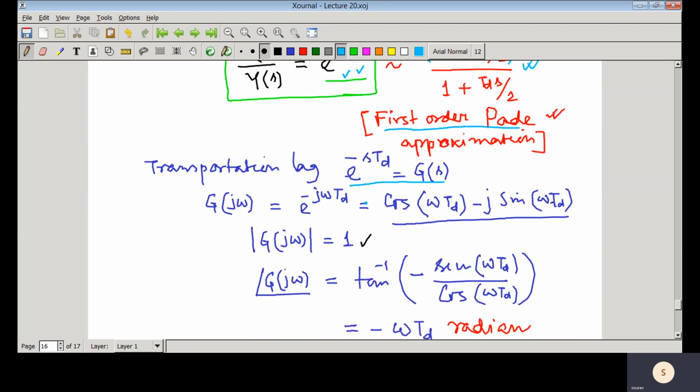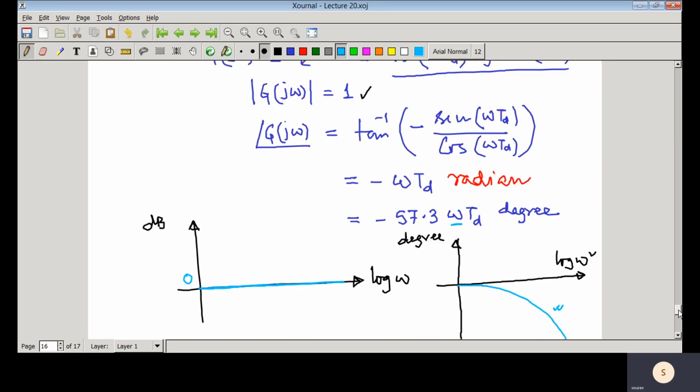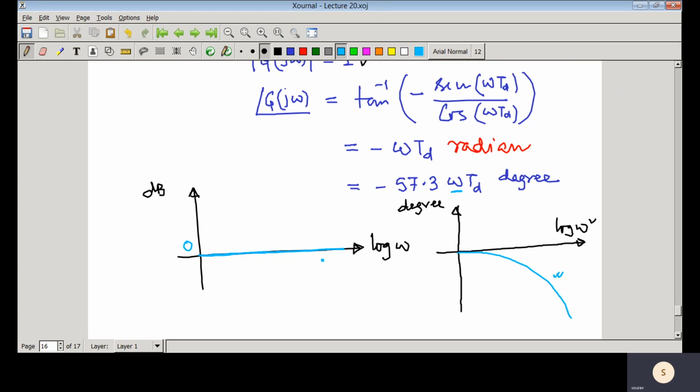And we have seen that if we take the transportation lag transfer function e to the power minus s Td, then its gain remains the same, because the gain is constant. If there is any transportation lag in the system, gain is not affected because it is 1, but the phase is affected. We can see that whenever Td is increased, that means if delay is increased, at the same frequency the transportation lag contributes more phase lag to the system. So if delay is increased, we will have more phase lag.